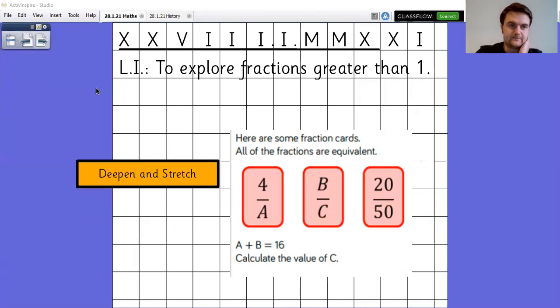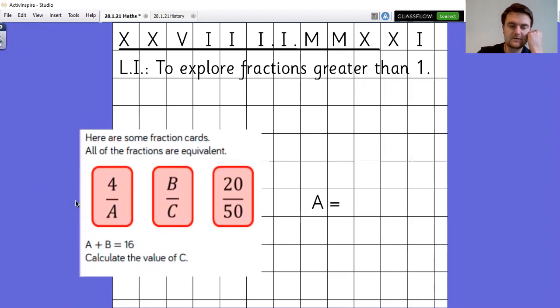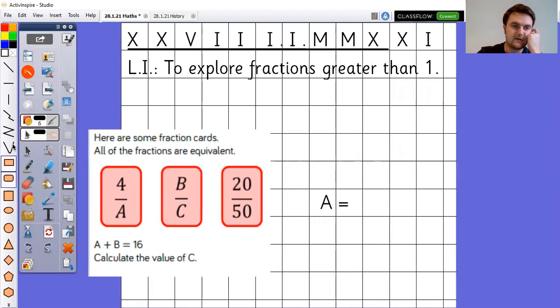Okay then, so we know that we need to work out the value of C, but before we can work out the value of C, we need to know the values of A and B. So we're going to look for the value of A first, and I'm going to use the information that I've got. At the moment, the middle fraction, B over C, is not of any use to us. So on this slide, I'm going to cover it up.